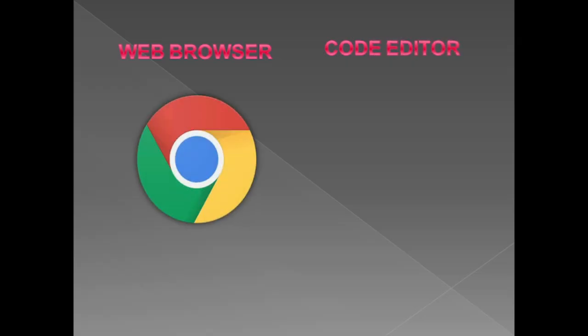In this video, we will install the two main tools needed for web development, a web browser and a code editor. For a web browser, we will install Google Chrome, and for the code editor, we will install Visual Studio Code, also called VS Code. Let's first understand why we are choosing these tools and also look at some alternatives.